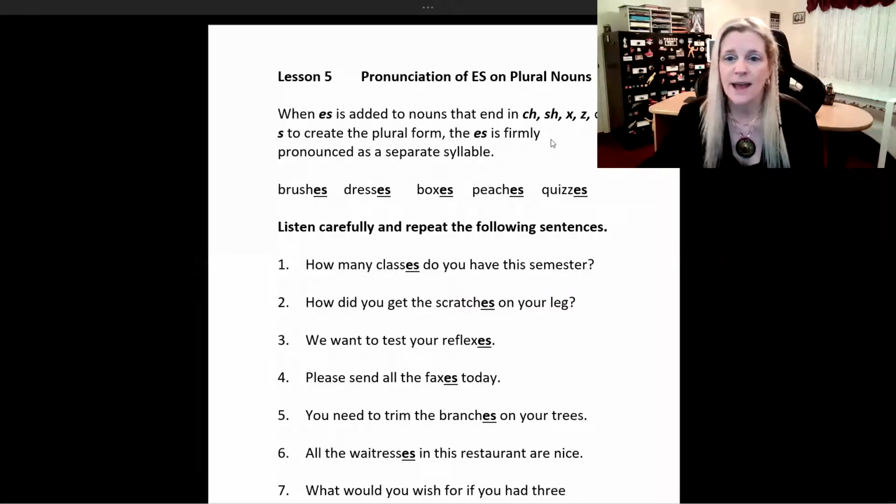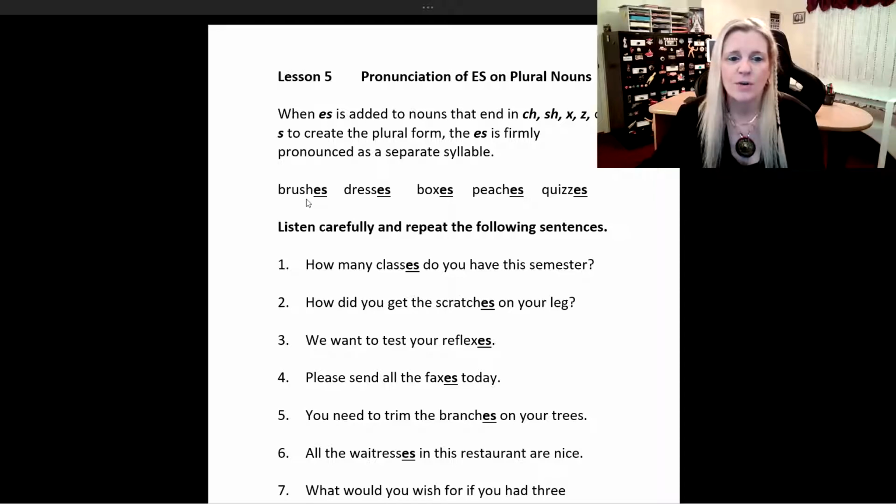Okay, so now if we have a noun that ends in CH, SH, X, Z, or S, then we have to add an ES ending to make it plural. Now the reason for that is very simple. It's because it's too difficult to pronounce these nouns if we just added an S. So whoever invented the English language was really thinking, and it was really a good idea to put an ES on these nouns. I'll give you an example.